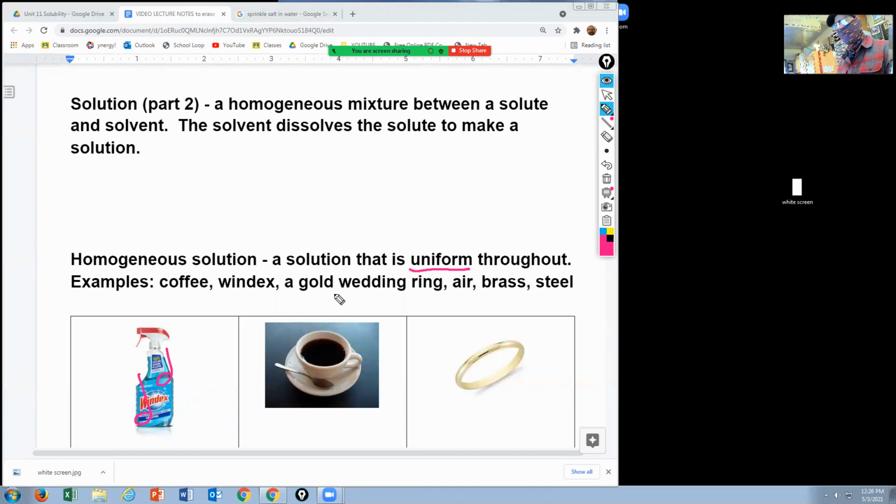And the same thing goes for coffee. Coffee is homogeneous because wherever you take a scoop of that coffee, you take a little spoonful of coffee, you don't have to say, oh, I want to take the first spoonful, because all that coffee is the same.